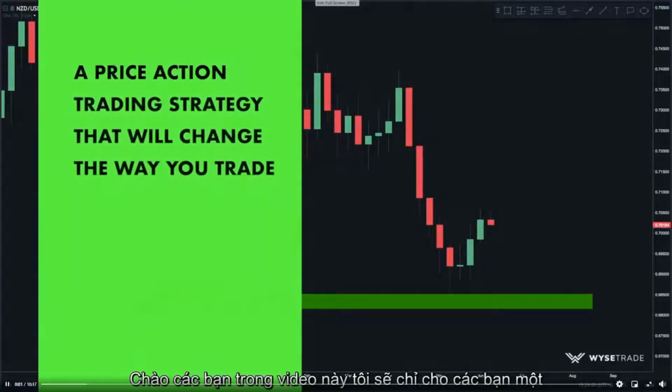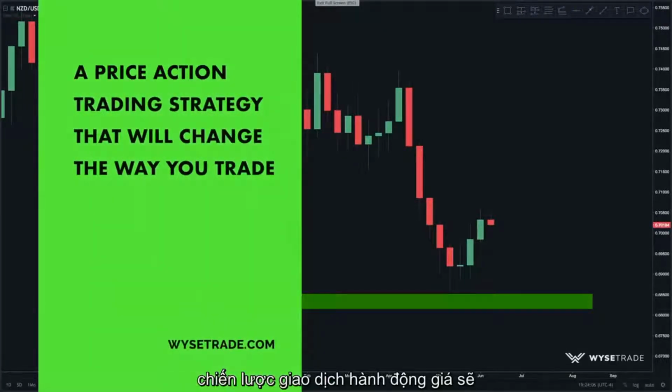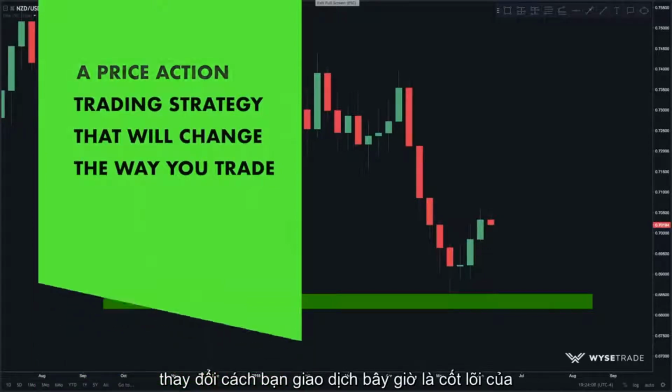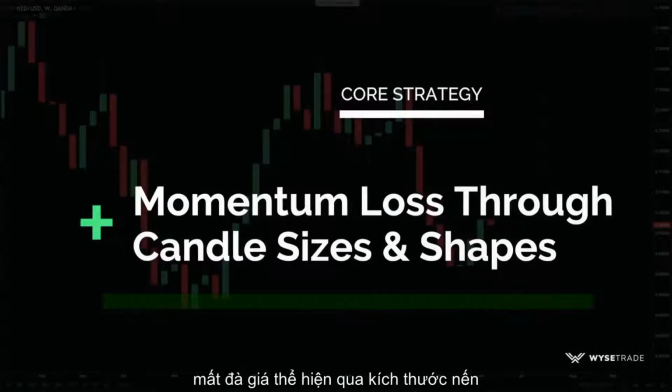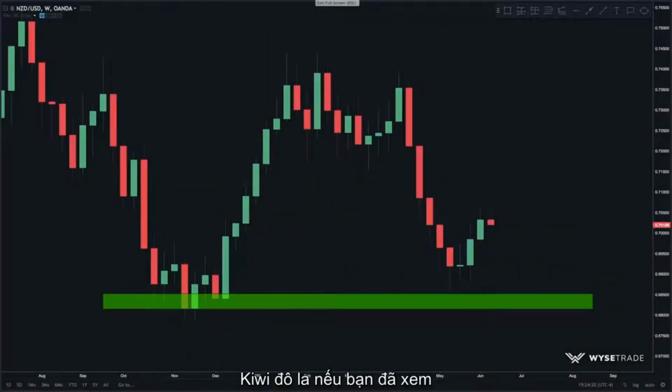Guys, in this video I will show you a price action trading strategy that will change the way you trade. Now the core of this strategy relies on the concept of momentum loss, shown through candle sizes and shapes, which is a very powerful price action technique. Here we have the Kiwi dollar.